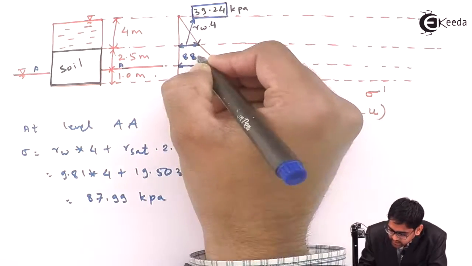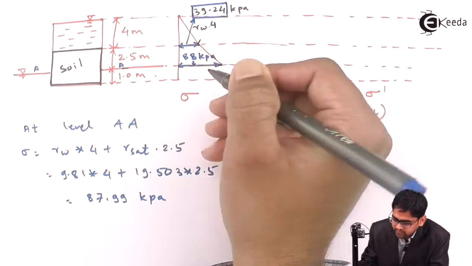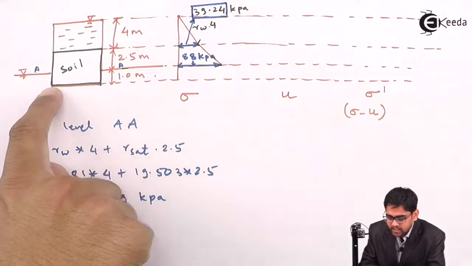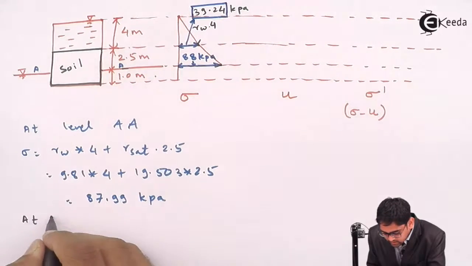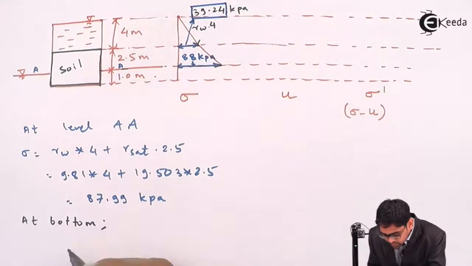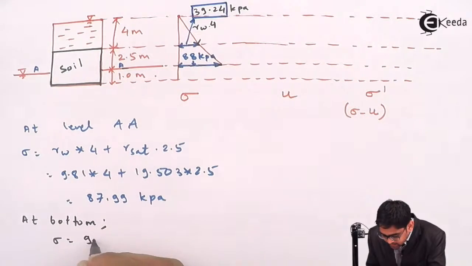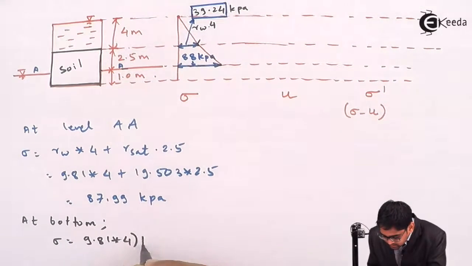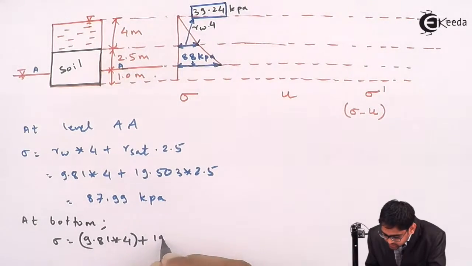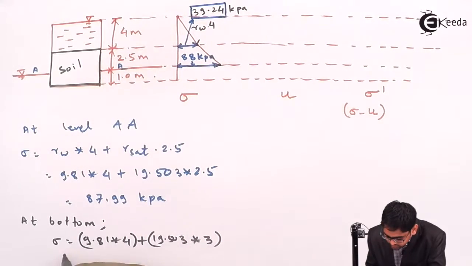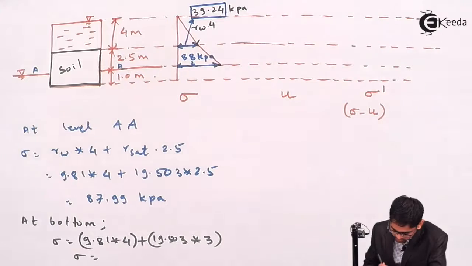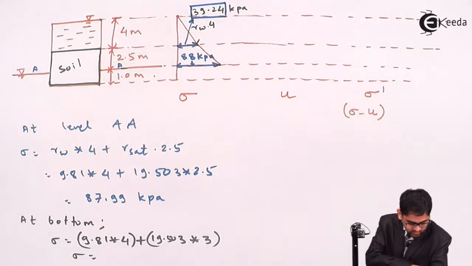Or I can take it as 88 kPa. This is that value, 88 kPa. And if I take this particular level, then at the bottom of the soil, sigma will be equal to 9.81 into 4, which remains as it is, plus gamma saturated, which is 19.503, into the length equal to 3. So this total stress will become equal to, or I can just add 19.503 to this value, and you'll get 107.5.